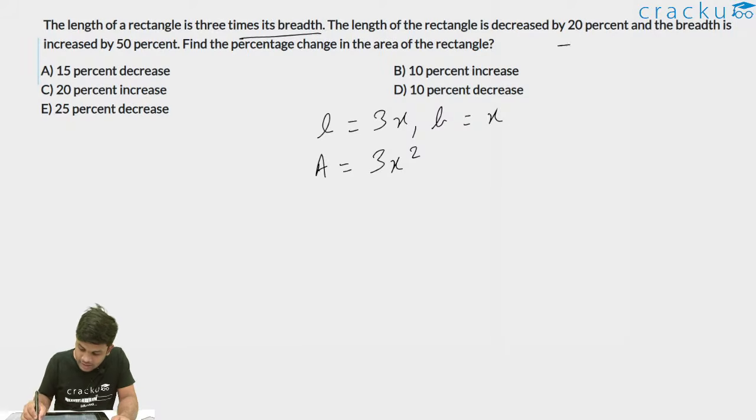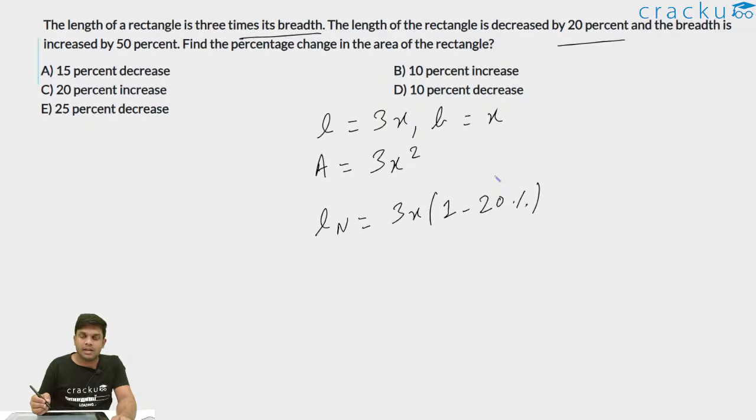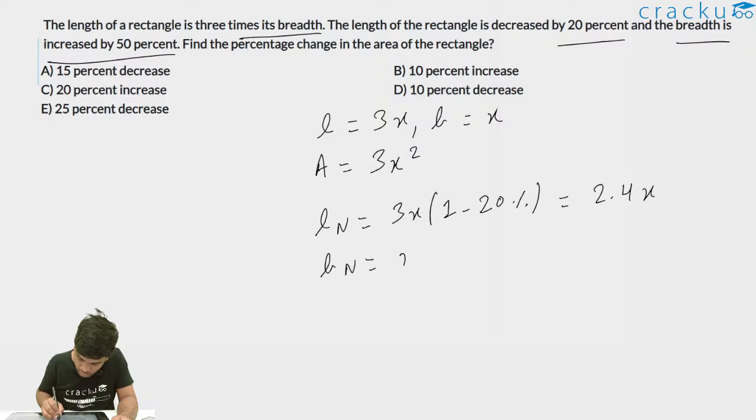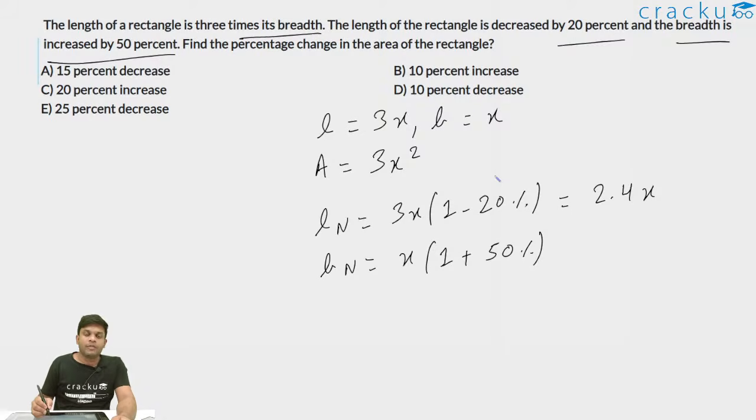Now it is said that the length is decreased by 20%. So new length is 3x into 1 minus 20%. So 1 minus 20% is nothing but 1 minus 20 by 100, which will be equal to 0.8. So 0.8 into 3 will be 2.4x. And breadth is increased by 50%. So new breadth is equal to x into 1 plus 50%. So 1 plus 50% is 1 plus 1 by 2, which is 3 by 2. So 3 by 2 is nothing but 1.5. So you will get 1.5x.